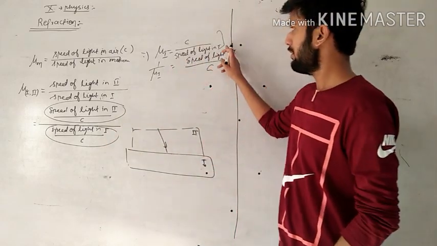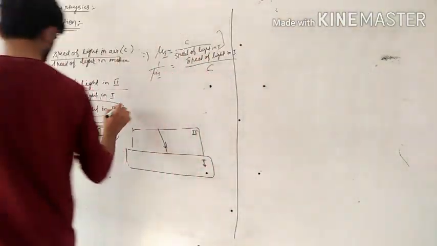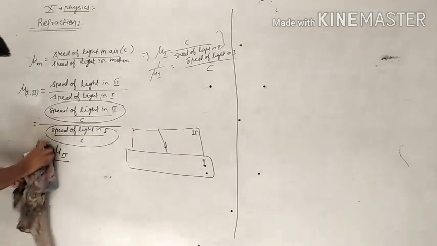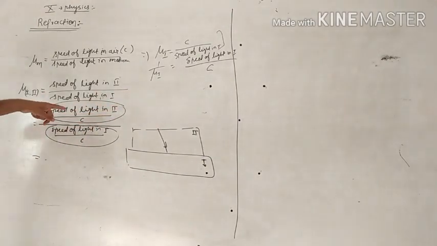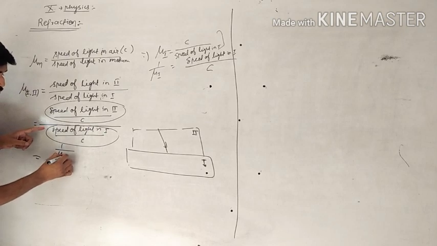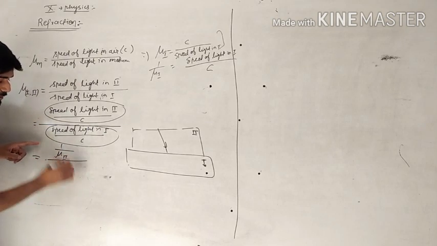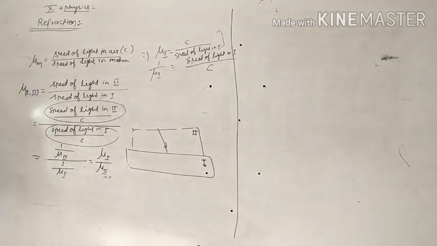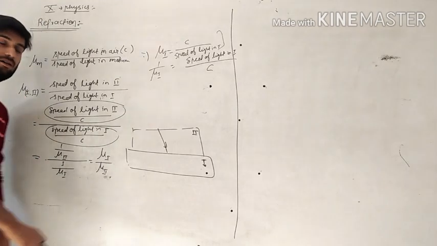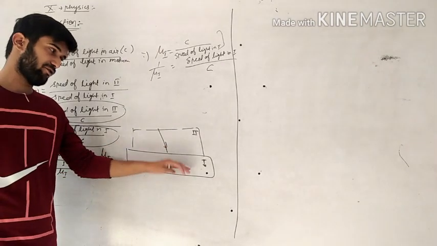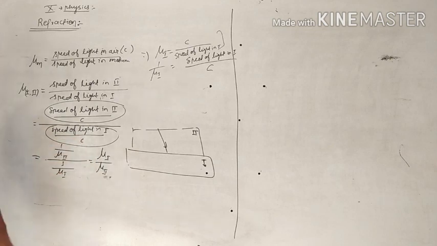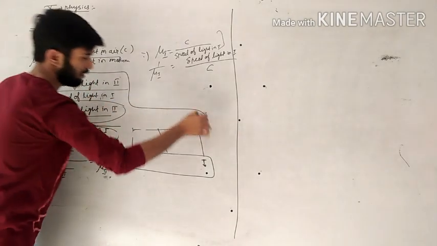Similarly, for medium 2 we will replace 1 by 2. So we can replace the numerator part as 1 upon the absolute refractive index of medium 2, upon 1 upon the absolute refractive index of medium 1, which will result in mu 1 over mu 2. That means if we are given the refractive indices of these two media and need to find the relative refractive index of the first medium with respect to the second medium, we simply find the ratio of their absolute refractive indices.